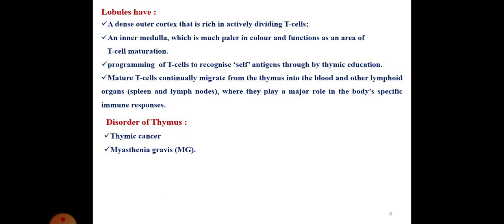Mature T cells continually migrate from the thymus into the blood and other lymphoid organs, that is the spleen and lymph nodes, where they play a major role in body-specific immune responses. And we see about the disorders of the thymus, that is thymic cancer and myasthenia gravis.